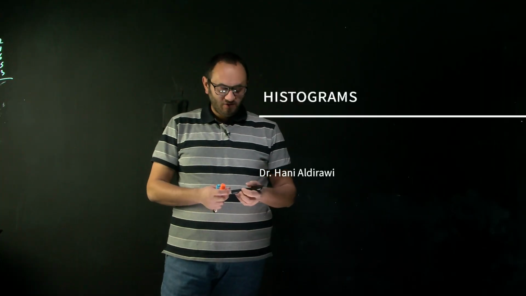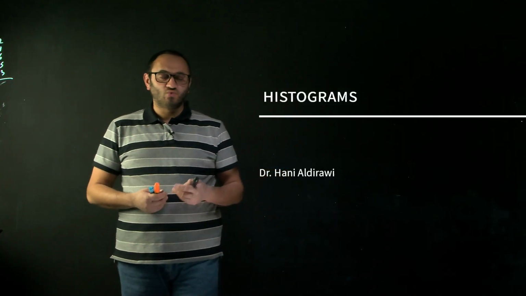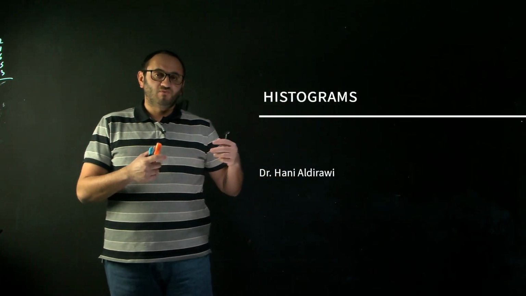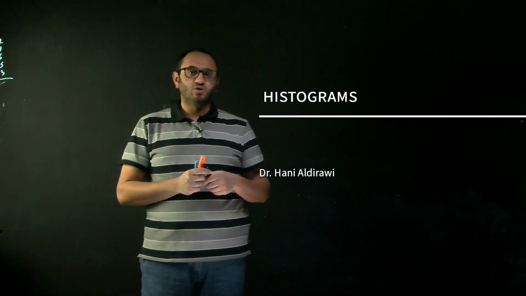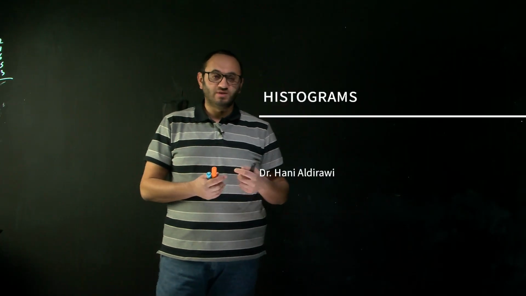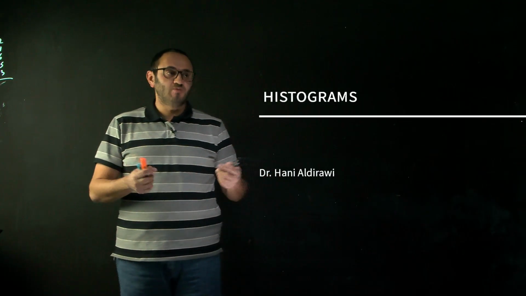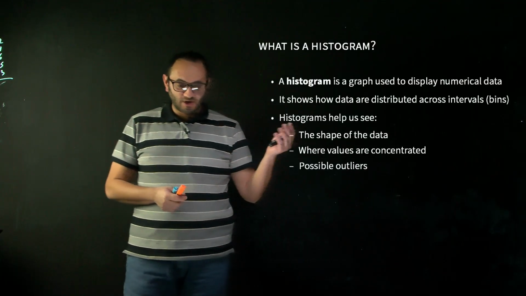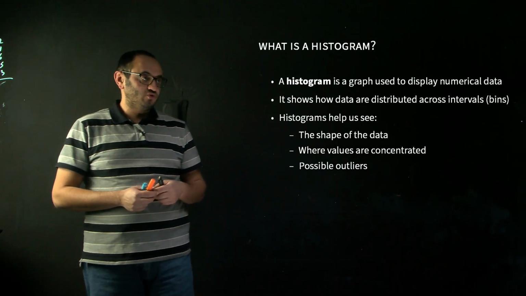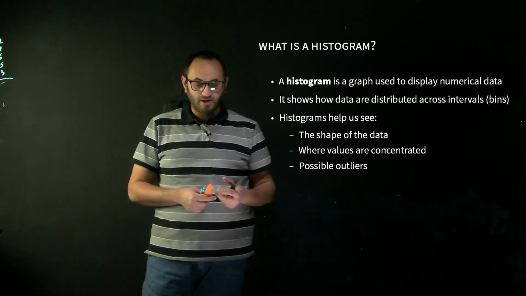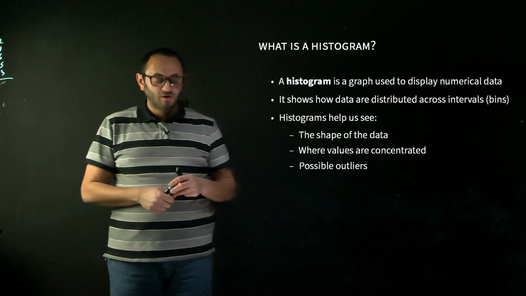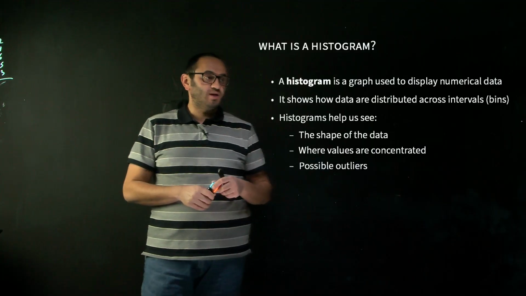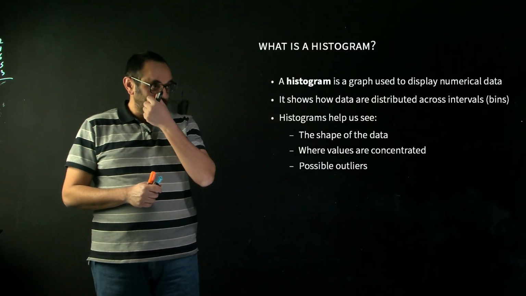So in this video we are going to discuss one of the most known visualizations of numerical or quantitative data. It's most common, it's called the histogram. A histogram is a graph used to display numerical or quantitative data. It shows how data is distributed across intervals or bins.